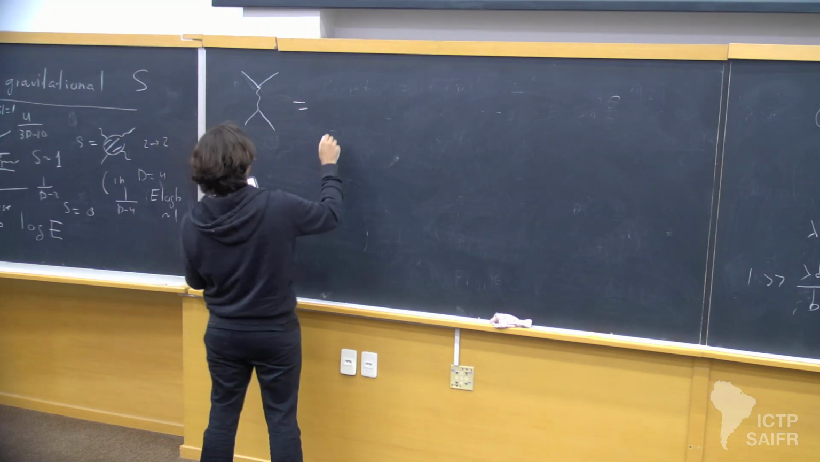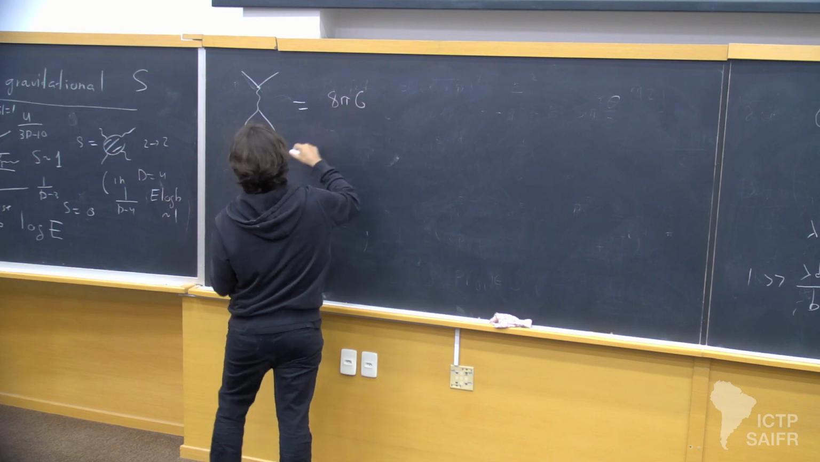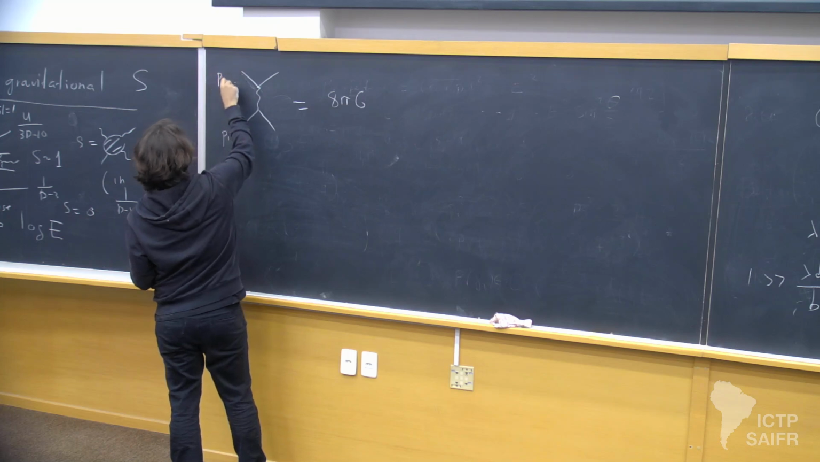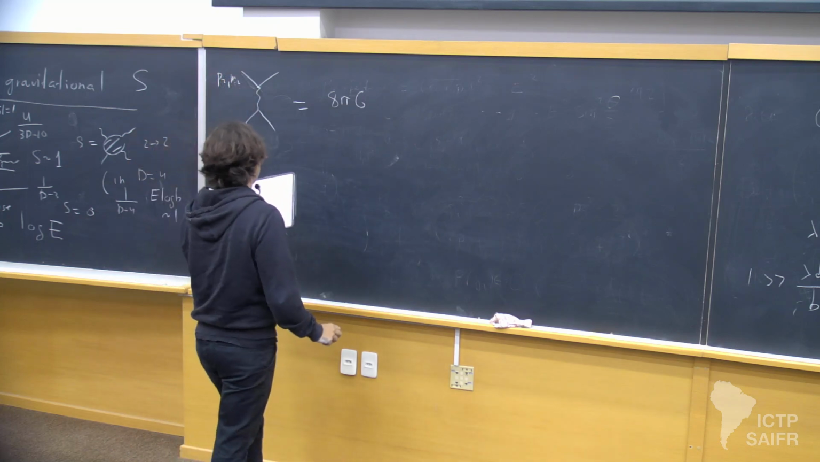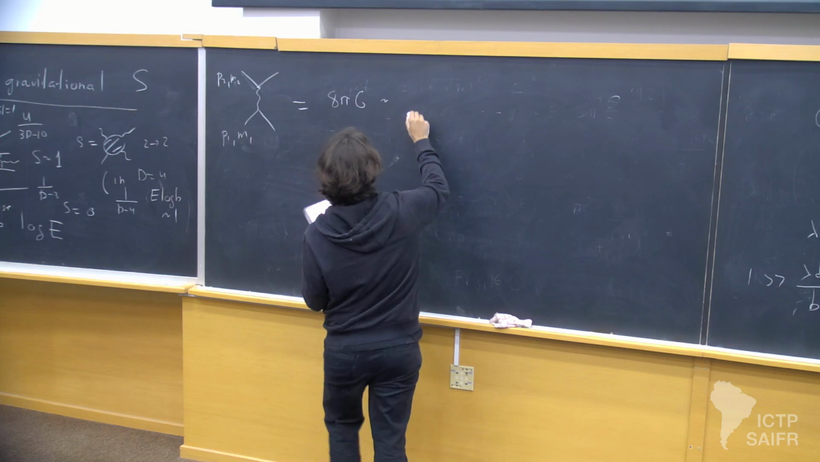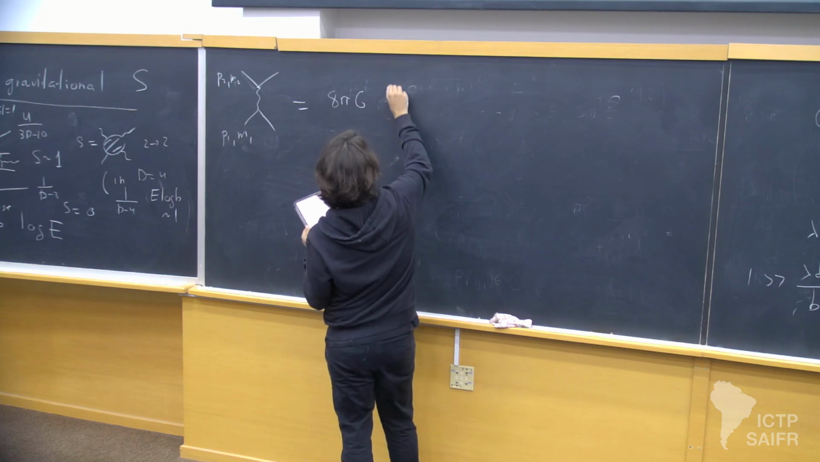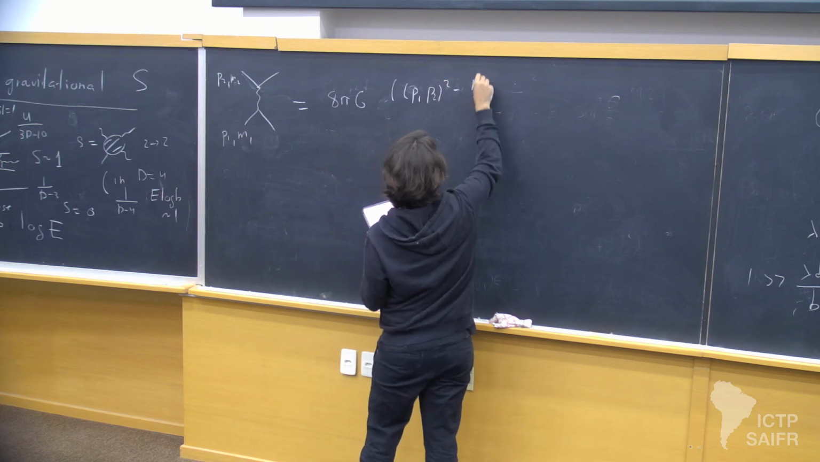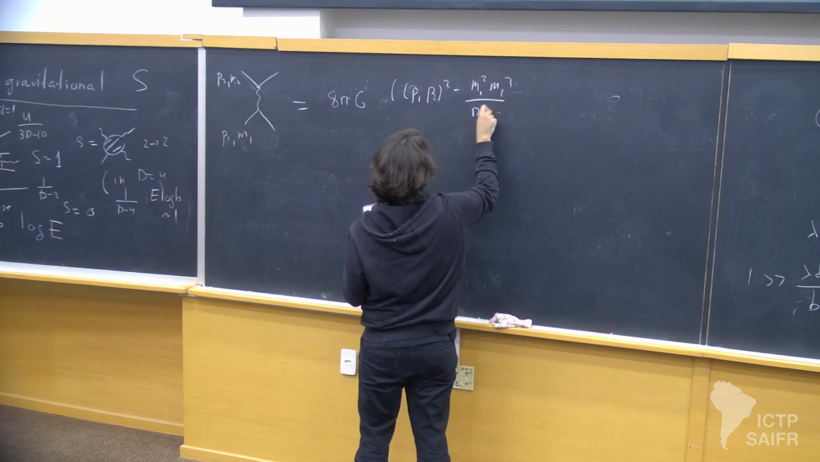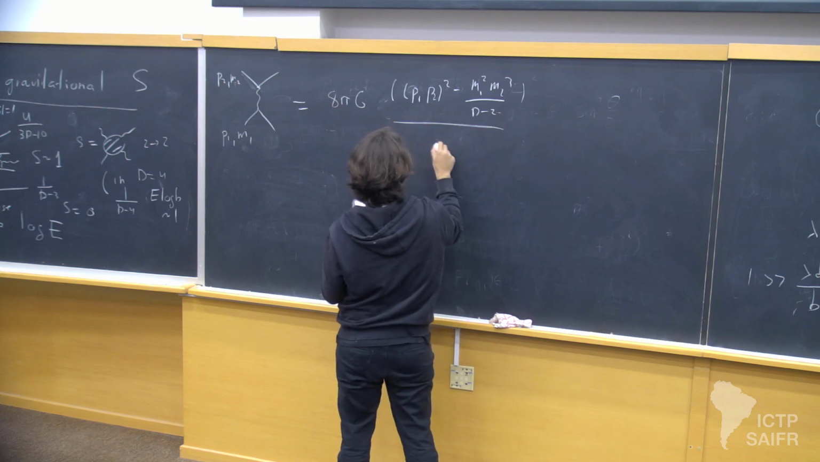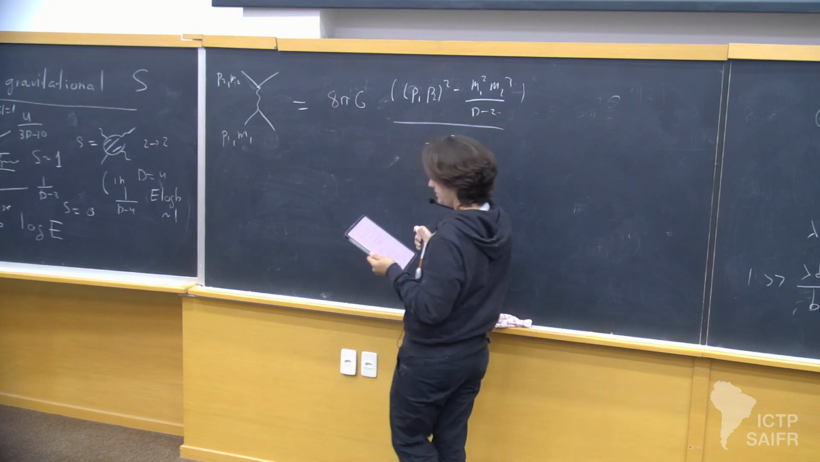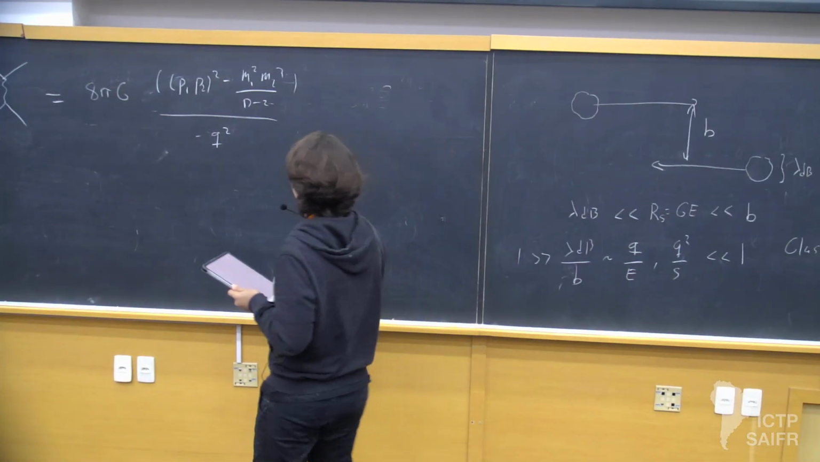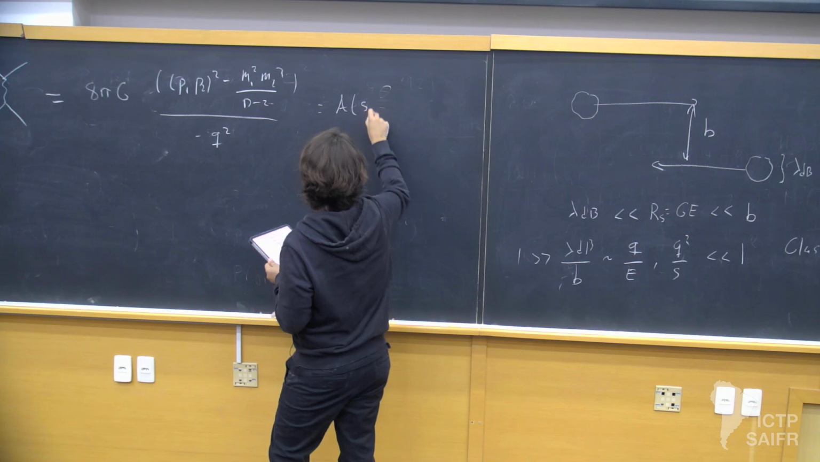the answer to this is something like 8 pi G. Okay, now I'm going to put masses just for the sake of it. So this will be P1 has mass M1, P2 mass M2. Okay, and the answer is 8 pi G, (P1 dot P2) squared minus M1 squared M2 squared over D minus 2, divided by minus Q squared. Okay, so if you haven't done the exercise, please do it. So this is my S.